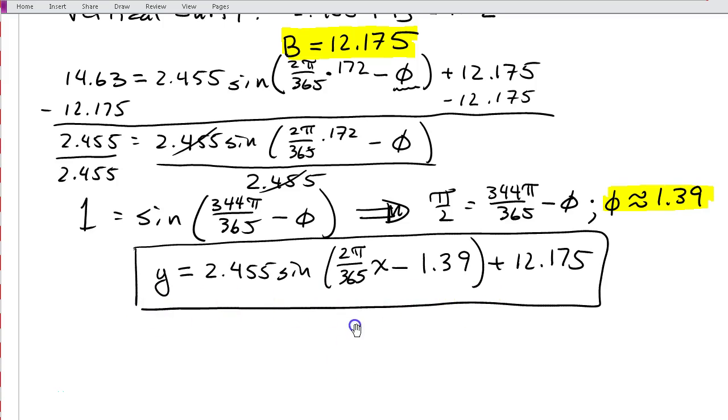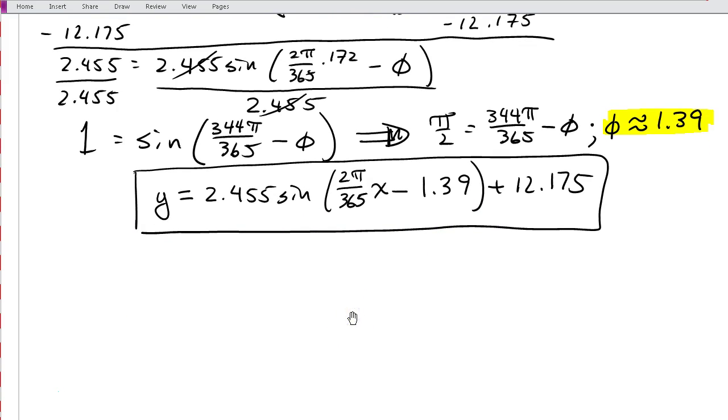Okay, and for part B, if you want to check, I'm not going to work it out here for you, but we wanted to predict the number of hours of sunlight on April 1st, which is the 91st day. So we'll just substitute 91 in there, and you should get about 12.61 hours.